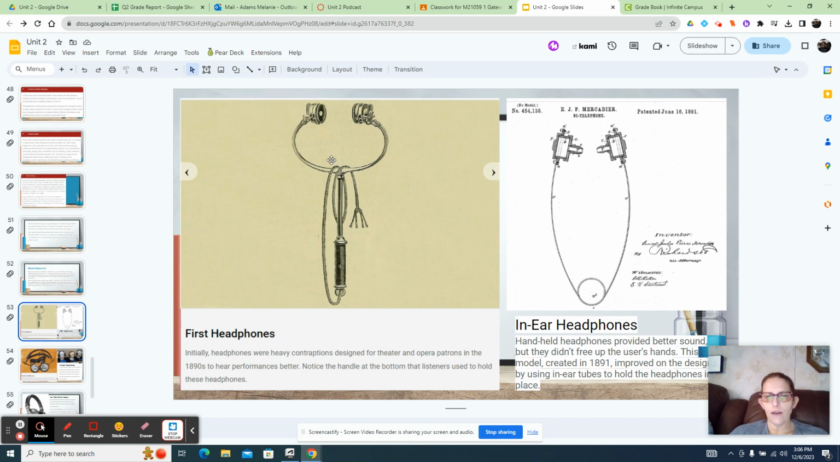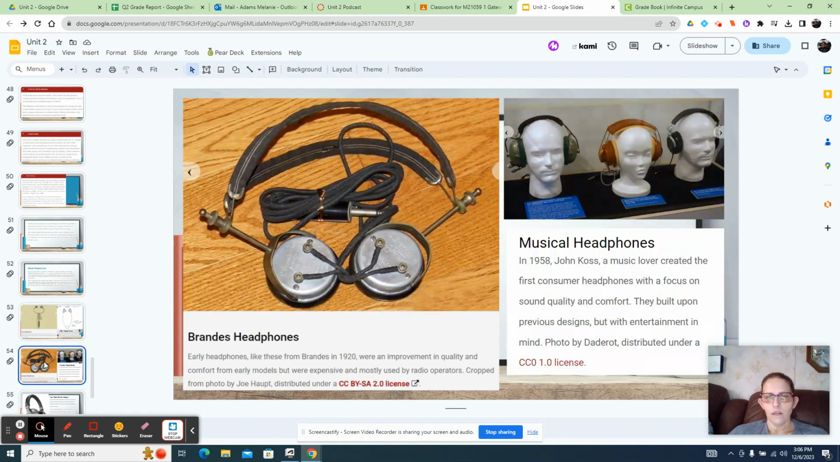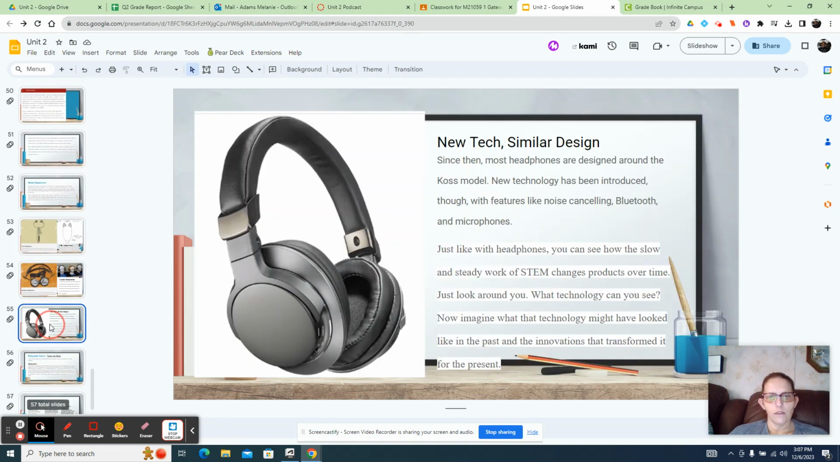Here is the first set of headphones, the drawing for it. And then here's an in-ear, the drawing for the first in-ear headphone. And then you have brand headphones, and then musical headphones, how they've come along. And then you have the new tech headphones.